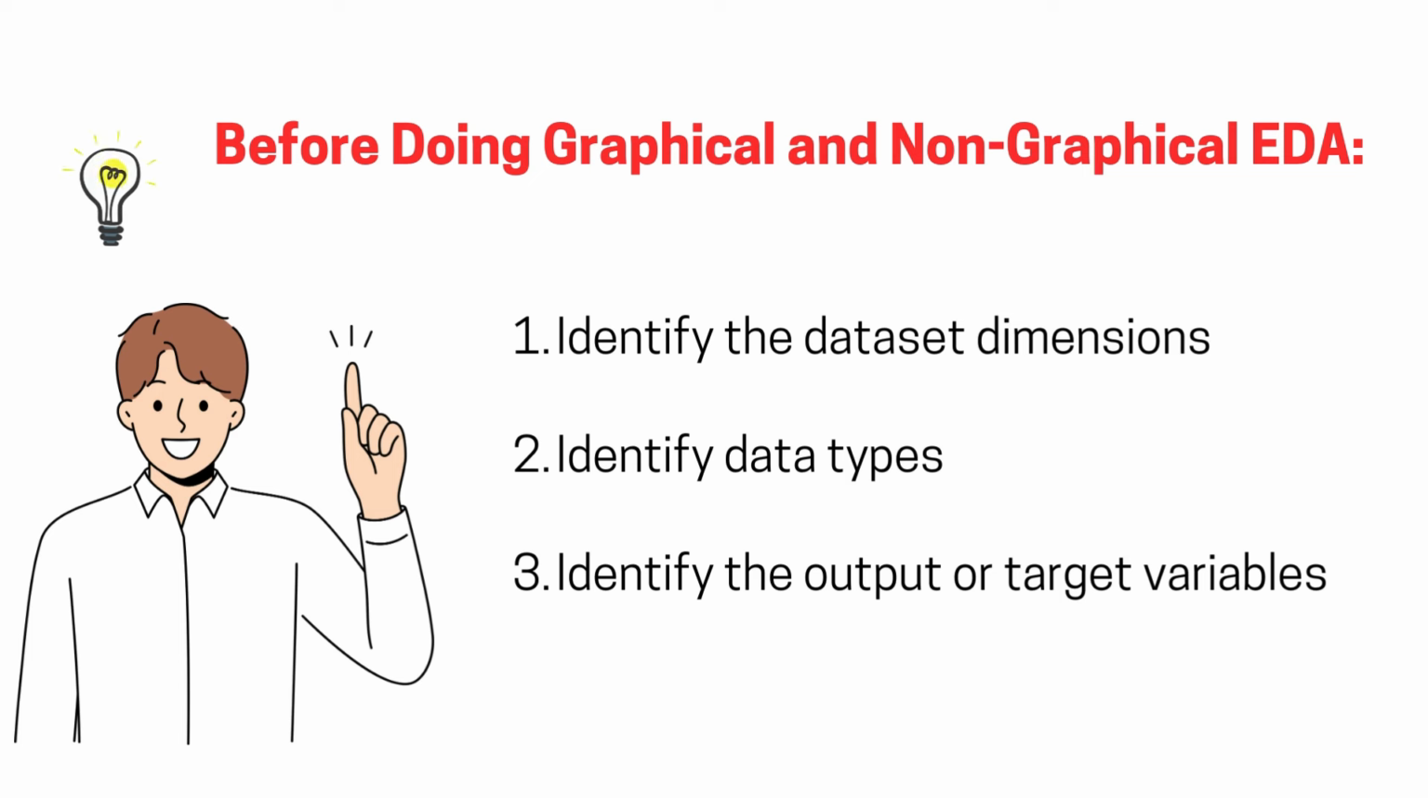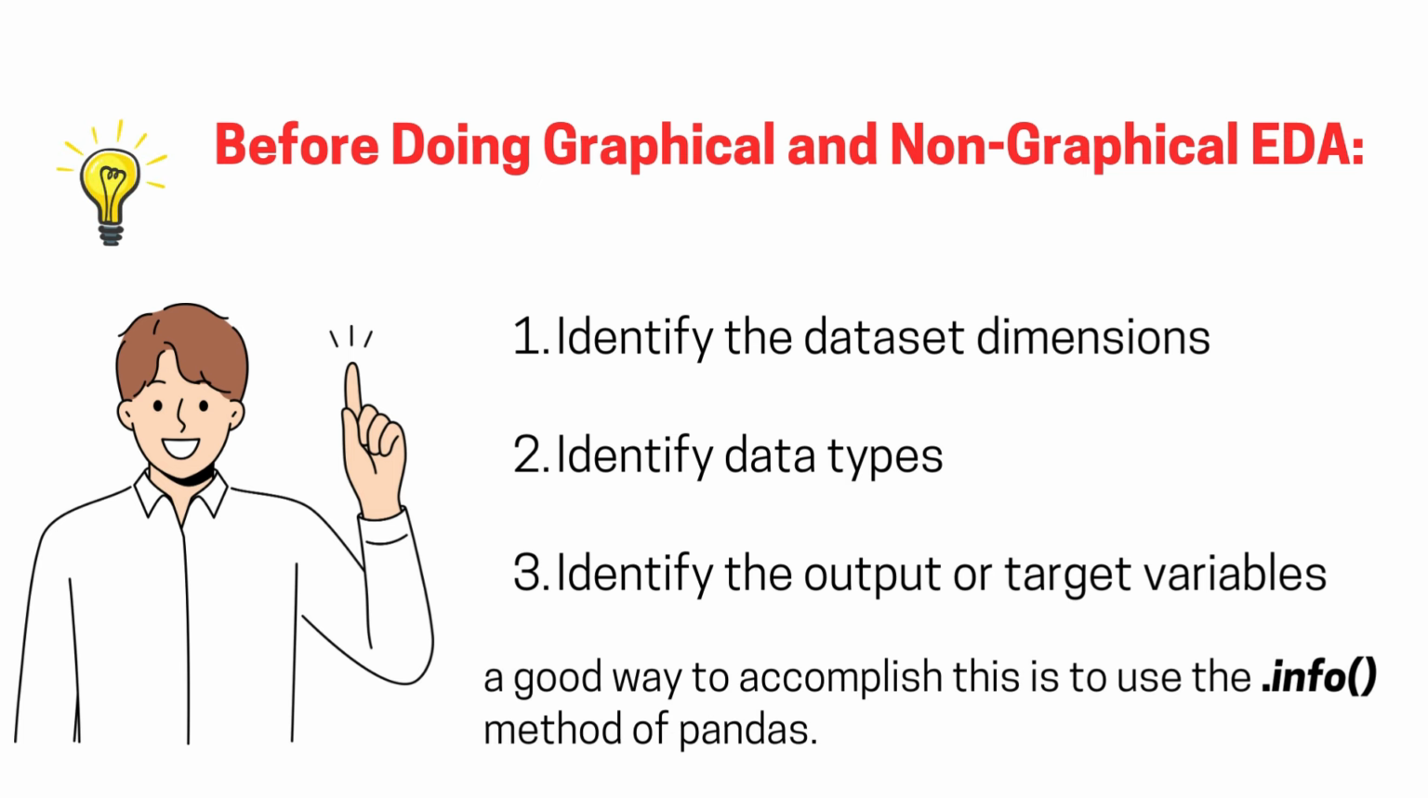And 3, identify the target or the output variable. In some of the graphical methods, it will be important to identify the target or the output variable to visualize that particular variable. That's also the variable that you will be using to compare across the different categorical and quantitative variables. A good way to accomplish this is to use the .info method of pandas. It likewise provides you the non-null information, which is part of the univariate non-graphical techniques you should be pursuing.